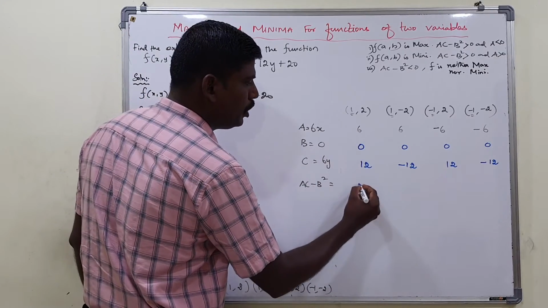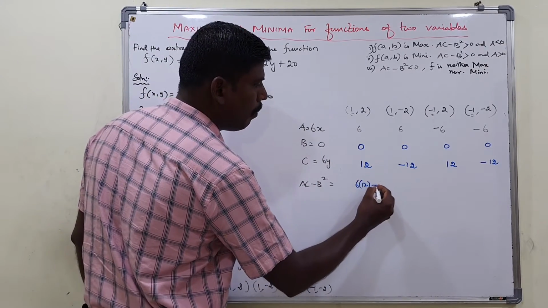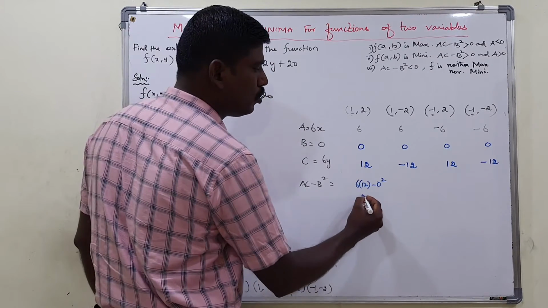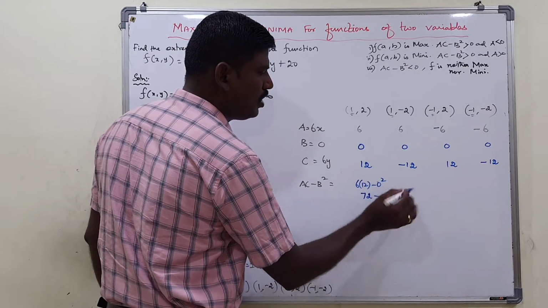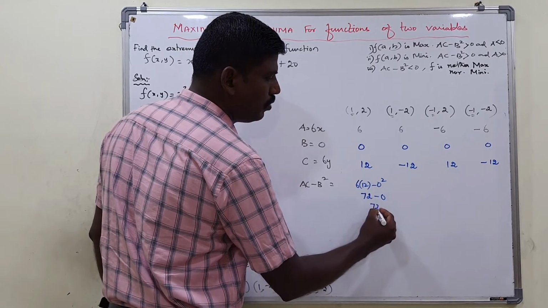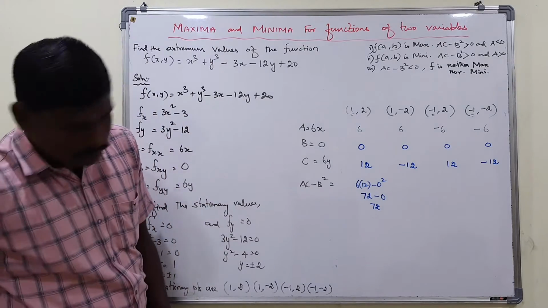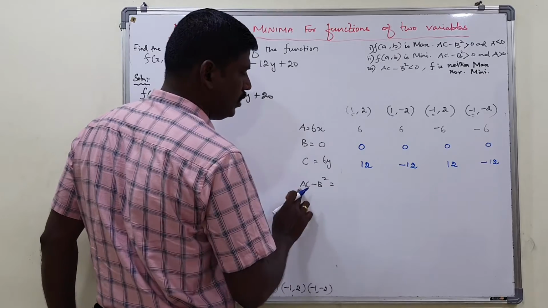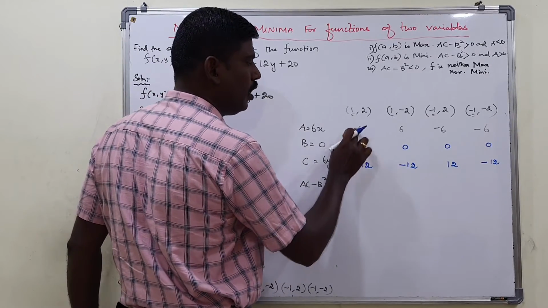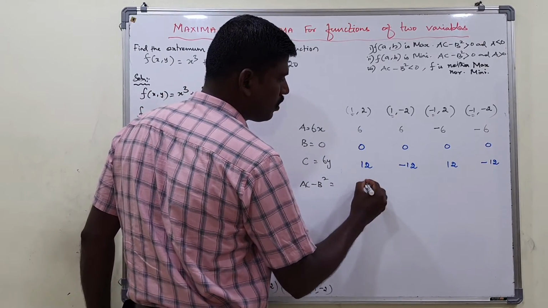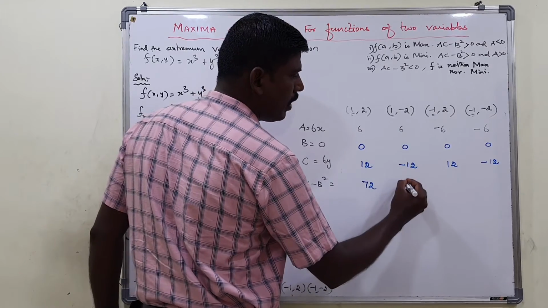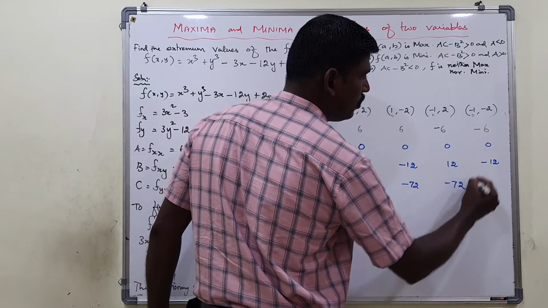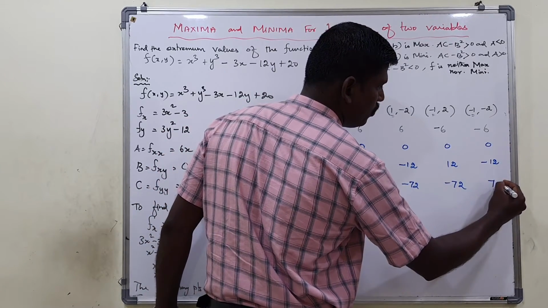Taking the product between these two: 6 into 12 minus 0 square, isn't it? AC minus B square. What is 6 into 12? 72 minus 0 square is 0. Right? So 72. So I write it directly. So how can we find AC minus B square? Taking the product between these, that gives AC minus square of this value. So 6 twelves are 72 minus 0, 72. Here 6 into minus 12, minus 72 minus 0 square. Okay. Here also minus 72. Here minus into minus, plus 72.